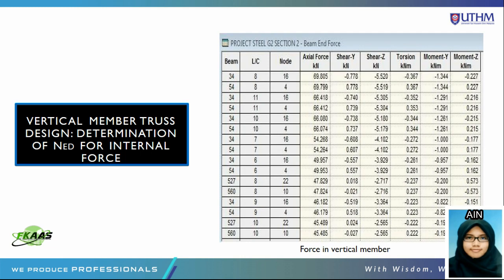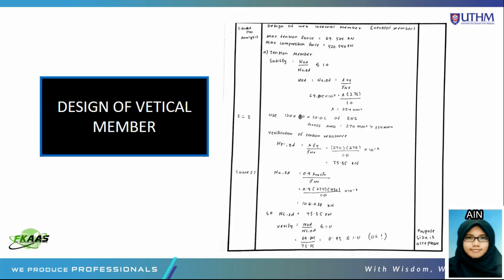For the vertical member, the max tension force is 69.505 kN, and the max compression force is 420.540 kN. The tension member needs to satisfy NED over NTRD, which needs to be equal to or less than 1.0. A is 254 mm².